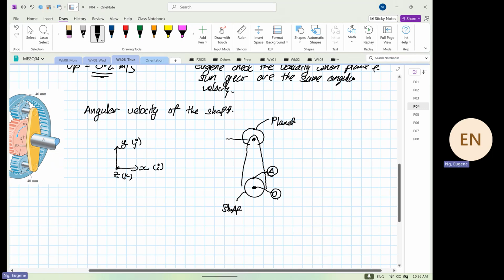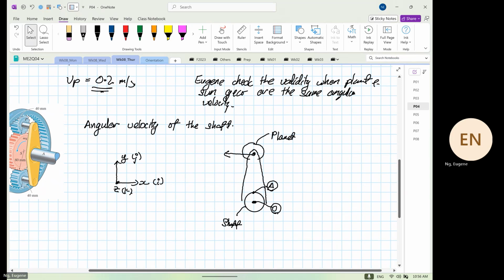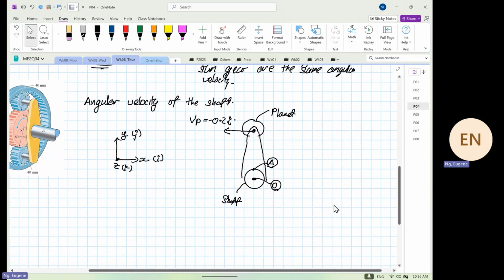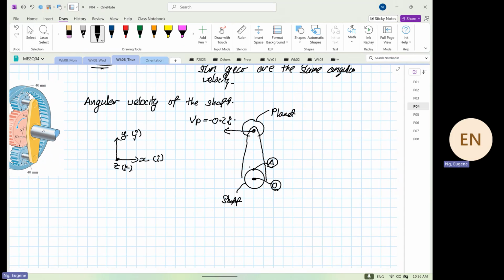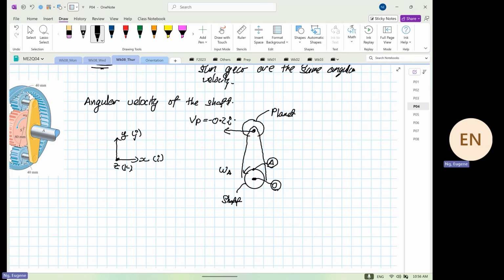And we just found out that this is moving at 0.2. Okay, so we found that Vp is equal to minus 0.2 I. So from here, it's real straightforward. So we want to find what is our omega A. Okay, and we know that omega A, I think it's rotating in that direction, but let's see.